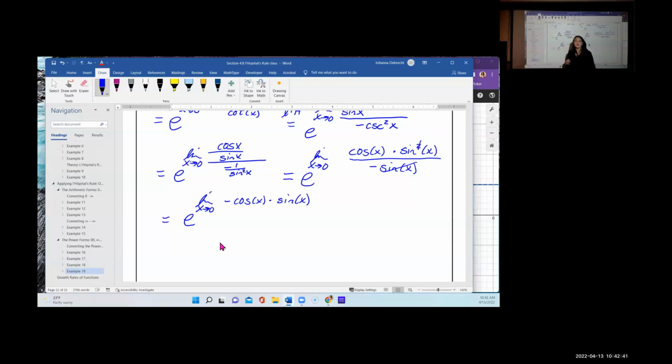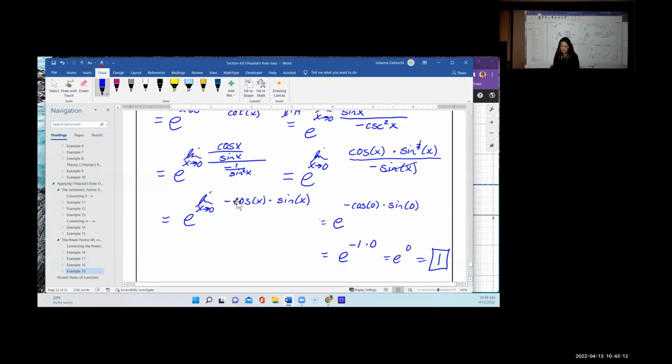And then I'm going to substitute my value in again because I've done as much as I can do to simplify it algebraically. So I'm going to substitute the value in again. And this is going to give me e to the negative cosine of 0 times the sine of 0, which becomes e to the -1 times 0, which is e to the 0, which is 1. It almost seems kind of unfair that after all that work, you just get 1 for the answer. You've done this tremendous amount of work. You should get some really spectacular number, but no, it's just 1.